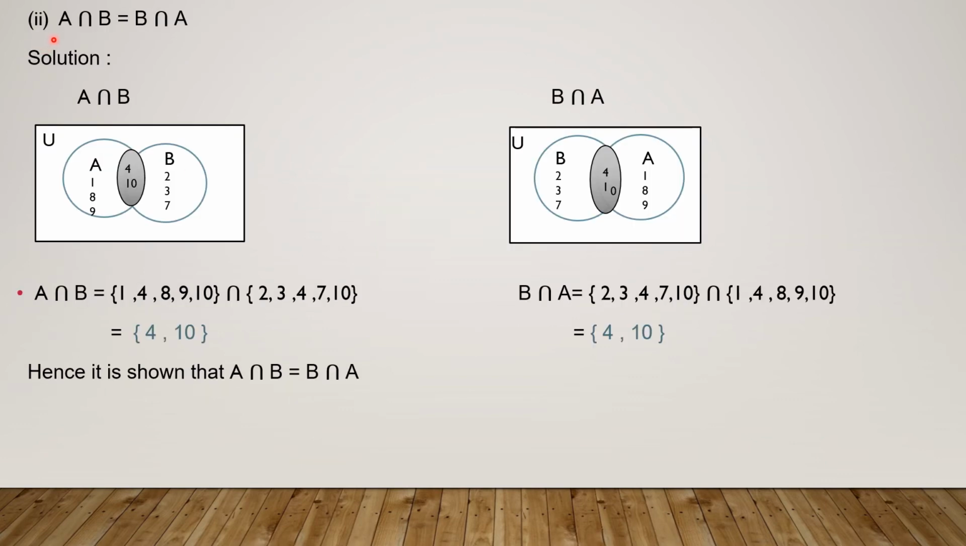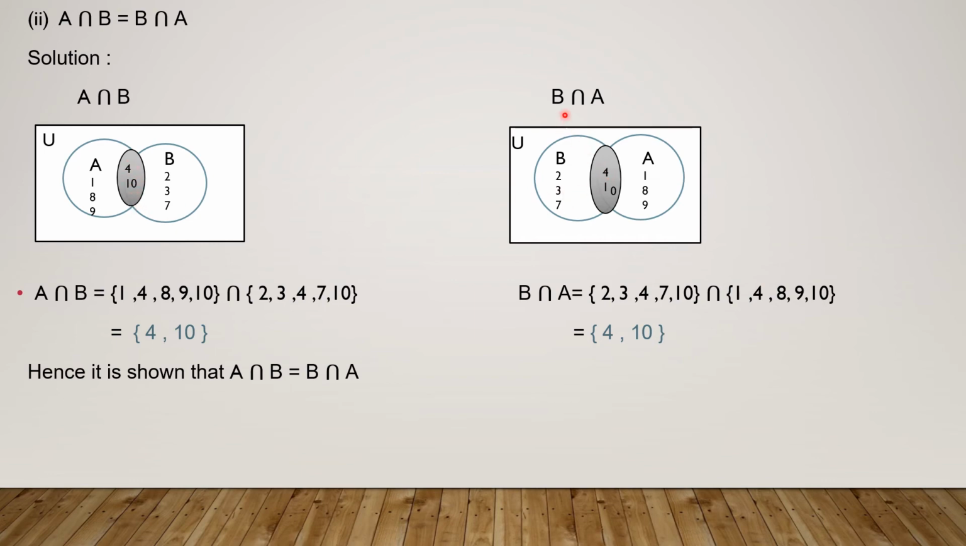Part number 2 is show that A intersection B is equal to B intersection A. So first of all, students, we will draw a rectangle. Then we will draw two circles A and B. Since in the question you have already seen that they are overlapping sets, 4 and 10 are common between A and B. So we will draw two circles just like this, so that they have a common portion between them. Got it? After that, you have to shade A intersection B. Intersection means you have to shade the common portion. So which is the common portion? This middle portion is the common one, so simply shade this portion.